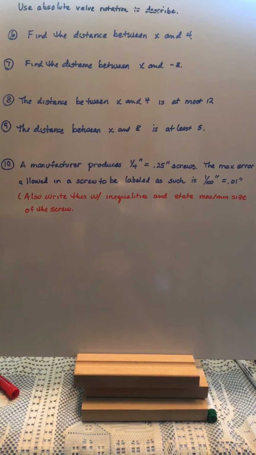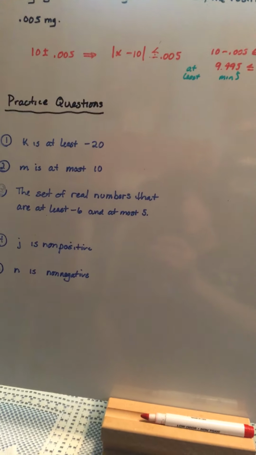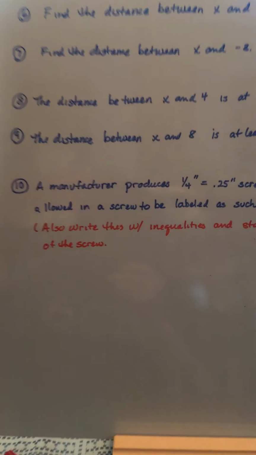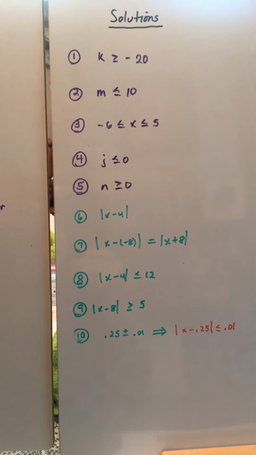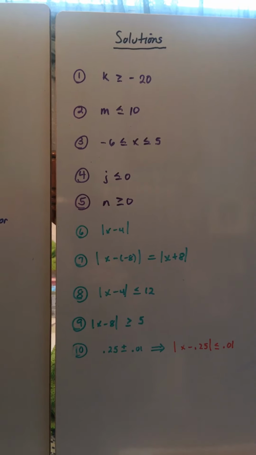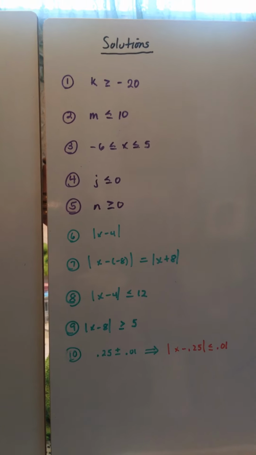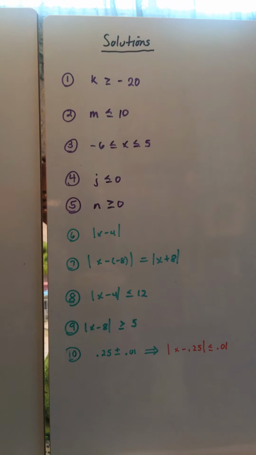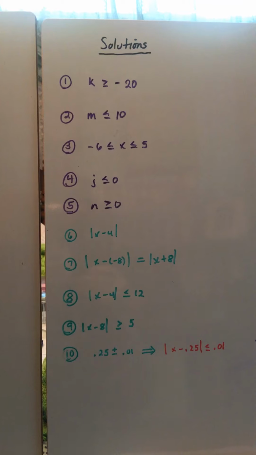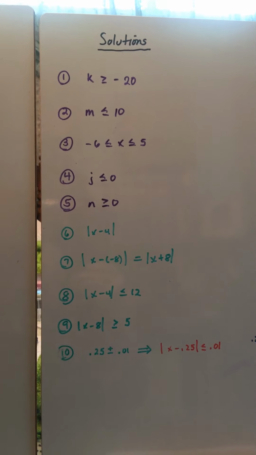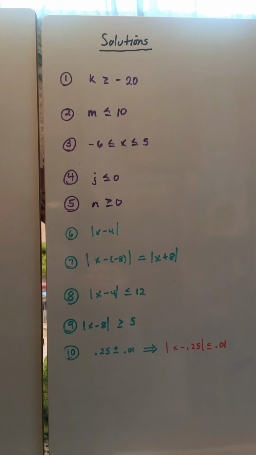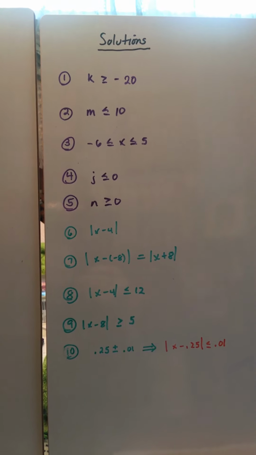Now, you don't have to do these, but I would suggest you can go back and pause the video, look at the questions, back up and then do the answers. So here are the answers. When I say K is at least negative 20, that means K is bigger than or equal to negative 20. M is at most 10. That said M is less than or equal to 10. I tell you the set of real numbers is at least negative 6 and at most 5. I'm between and or equal to negative 6 and 5.